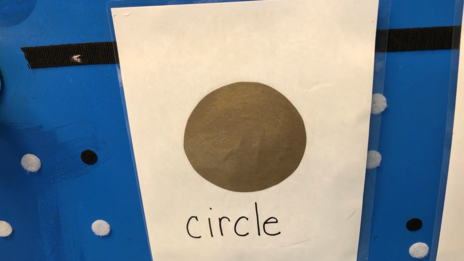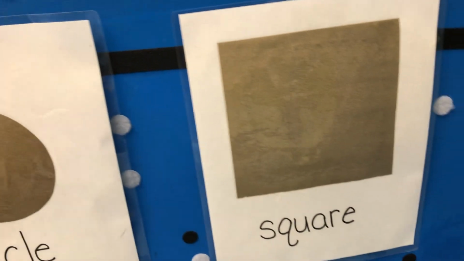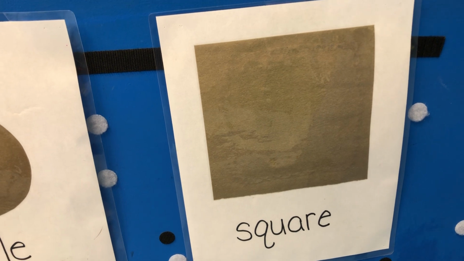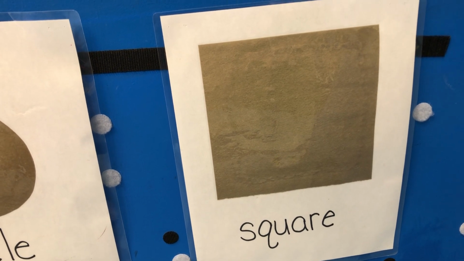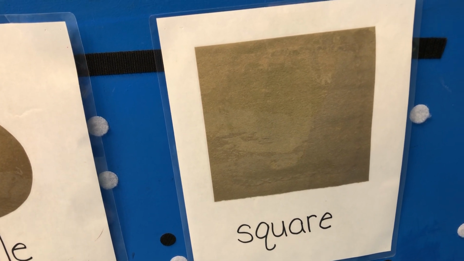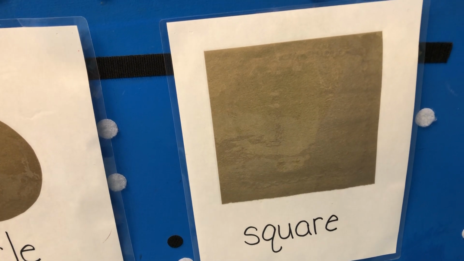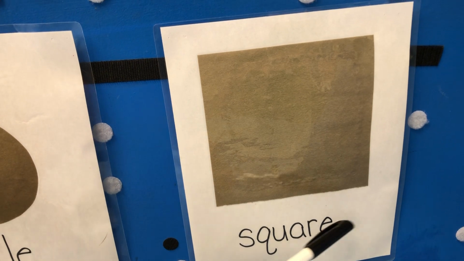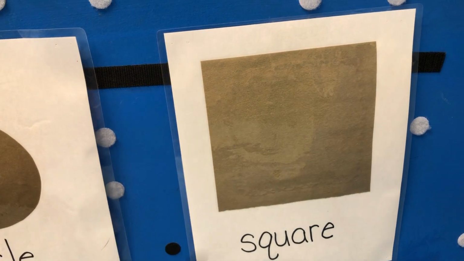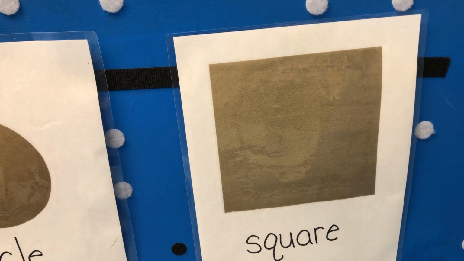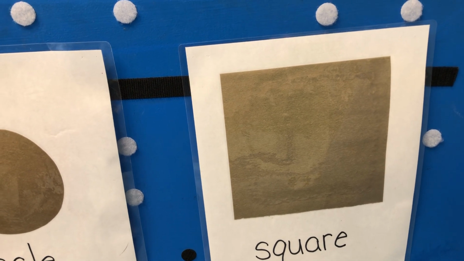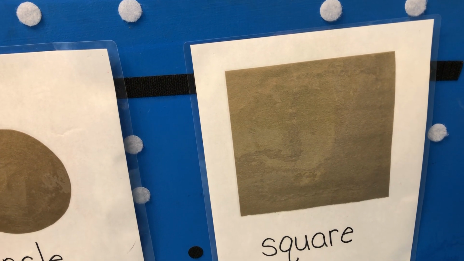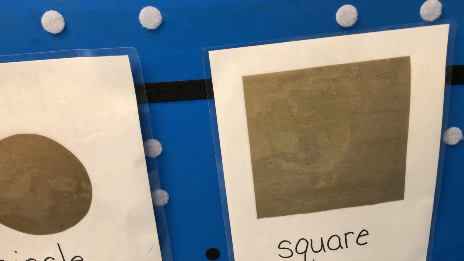Good job. Let's go over to square. And there it is. Square has how many points? That's right, 4 points. Let's count. 1, 2, 3, 4. A square has 4 points. Can you trace it with your finger? Great. You did a great job.